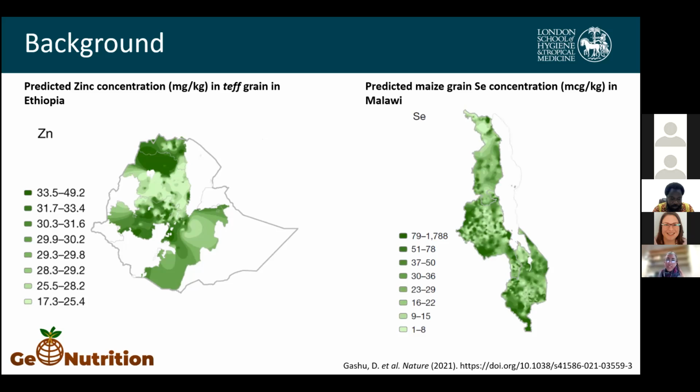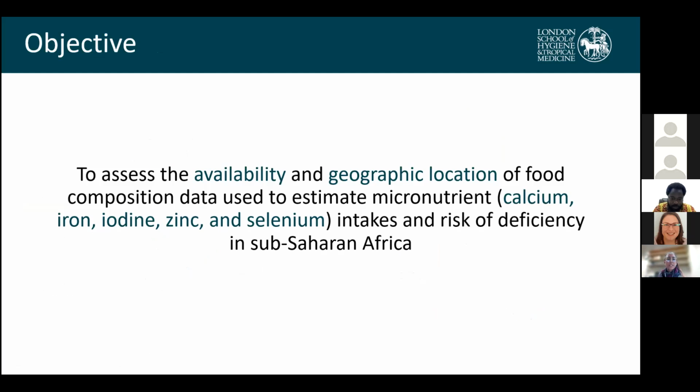Despite these differences, we know that the food composition data that we are using currently is coming mainly from the US. So with this in mind, we decided to have a look and see what the actual data availability is for Sub-Saharan Africa in terms of micronutrient content. So the objective of our scoping review was to assess the availability and geographic location of food composition data used to estimate micronutrients like calcium, iron, iodine, zinc, and selenium that are used for estimating intake and risks of deficiencies.